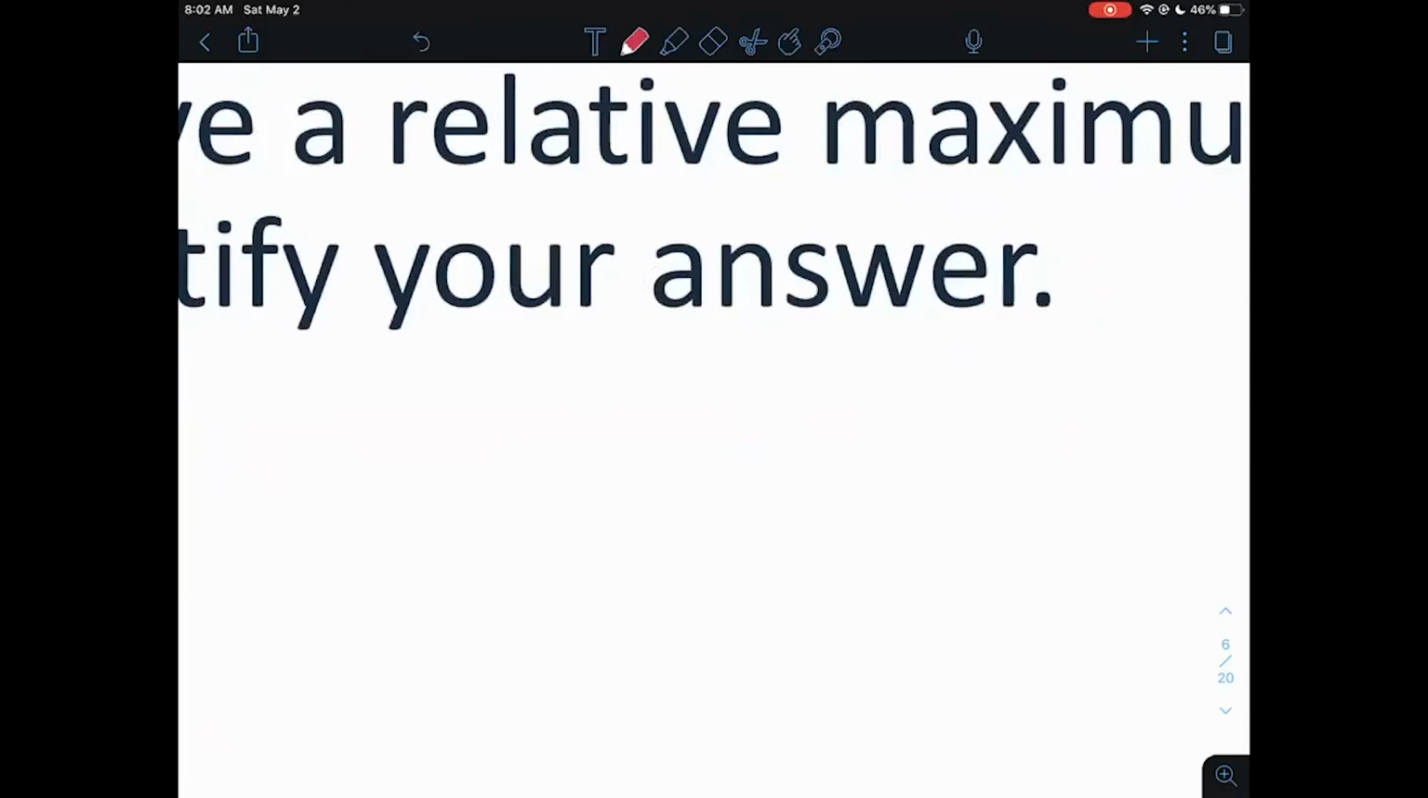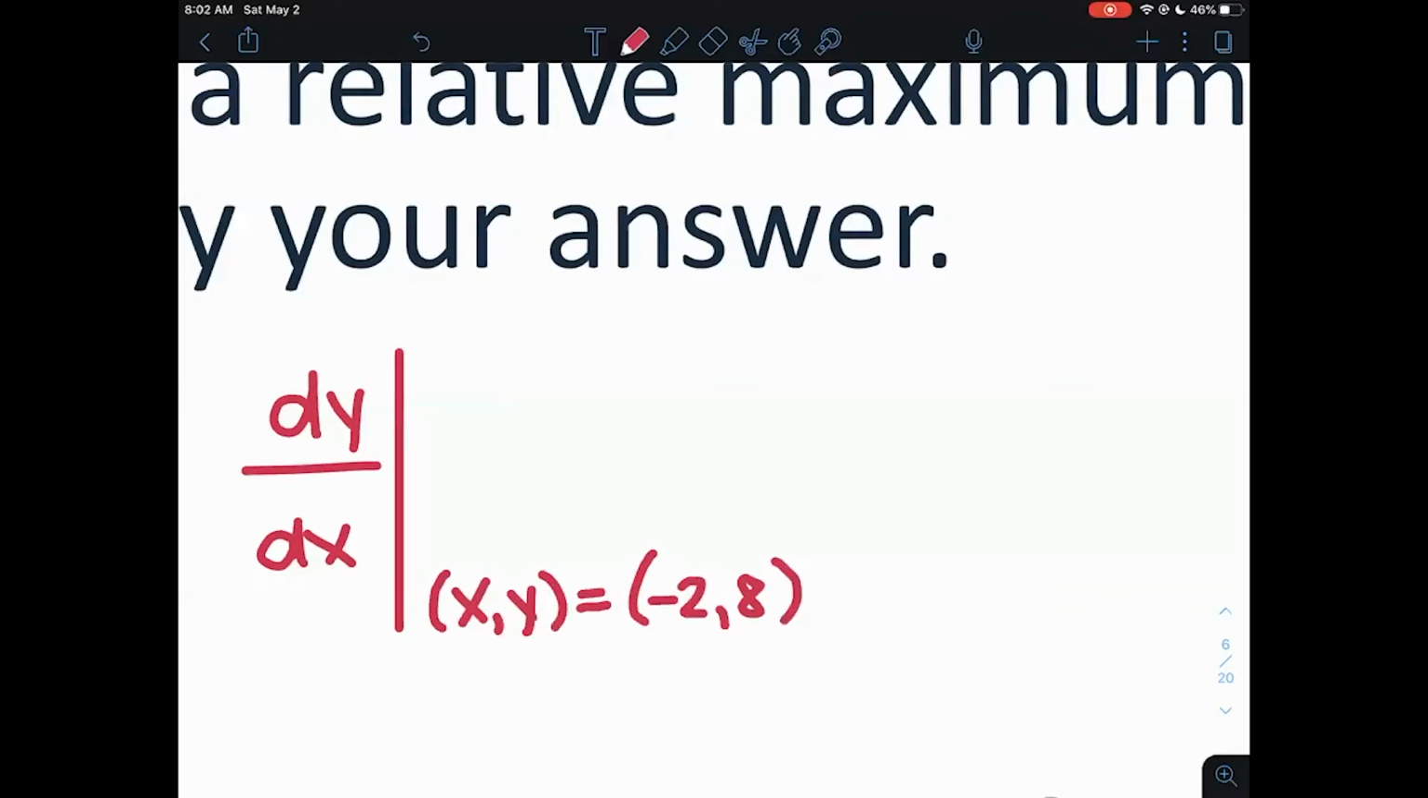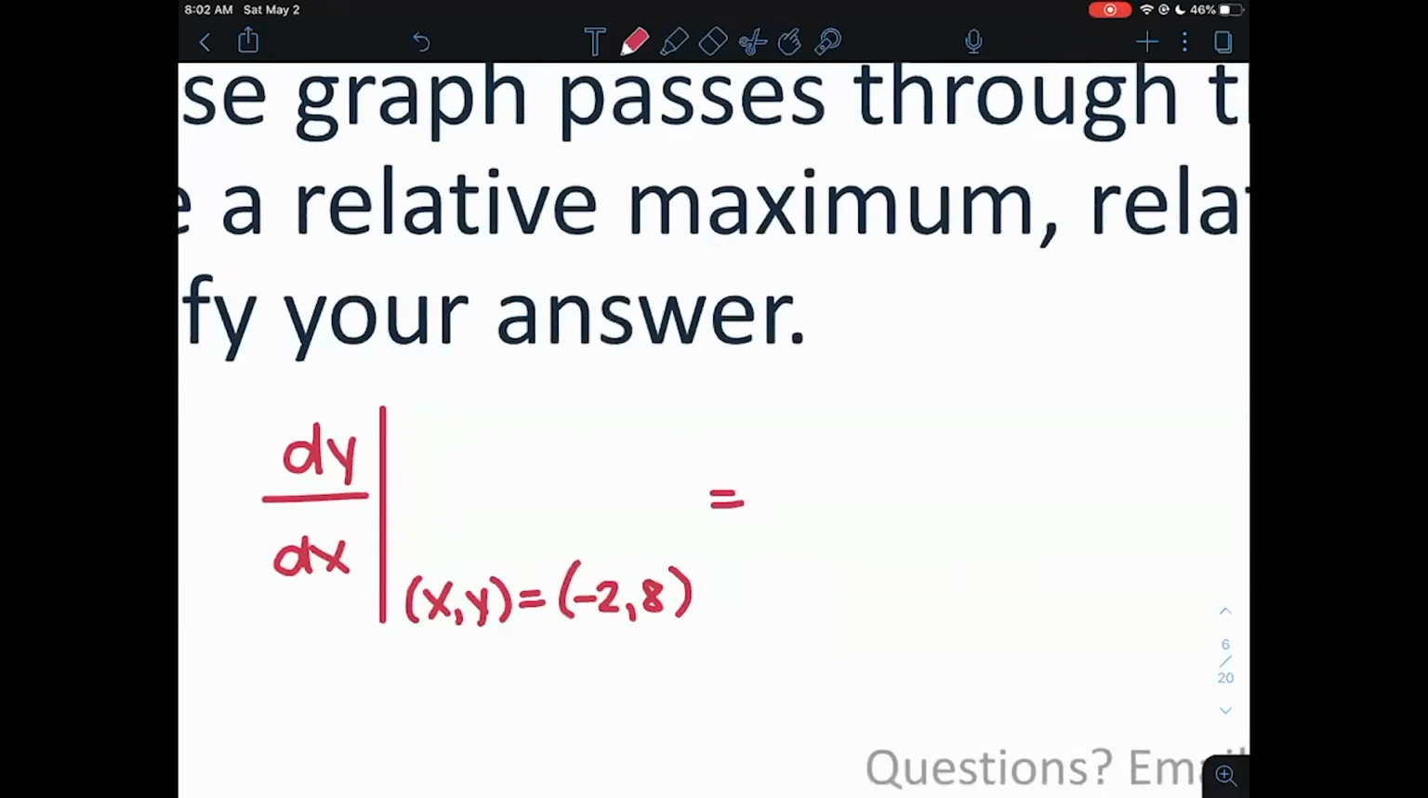And I just want to remind you of some quick notation, and then we can move on from that. So the first derivative, I want to evaluate it at the point -2, 8, which we can write like this. This means evaluate the derivative at this particular point. And when we do that, I will spare you all of these calculations. When we do that, we get 0, which is great. That's exactly what we wanted to get in this case, because we know that at a relative maximum or a relative minimum, our derivative would be 0.